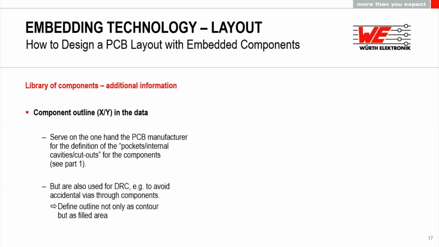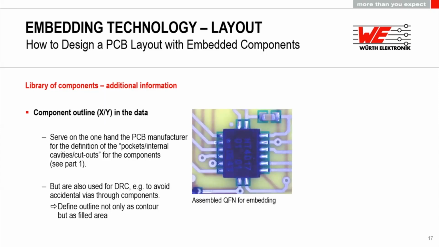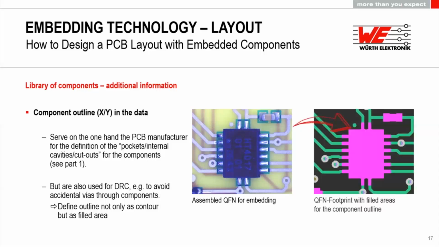And to do an automated design rule check, we would like you to define the outline not only as a contour line, but as a filled area, as you can see here. And with this filled area, we can check if a wire is running through it, if we have touching areas, and then can see if a wire is correctly placed or if we have a problem here. If we only have the contour line, this is not so easy to do, and therefore if you fill this area, this is much easier for us.